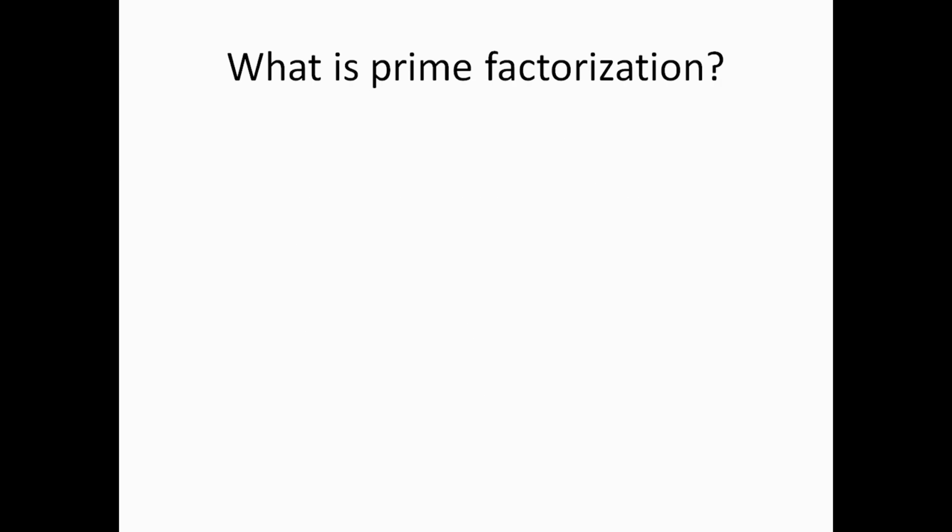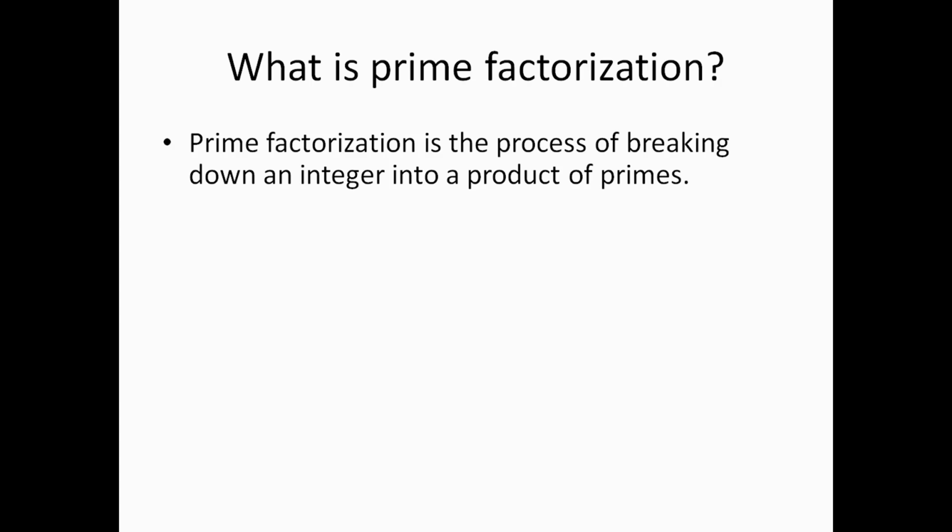The second question is, what is prime factorization? Prime factorization is the process of breaking down an integer into a product of primes. So for example, 21 is equal to 3 times 7, so it's a product of those two primes, 3 and 7. 24 is equal to 2 times 2 times 2 times 3, or the preferred way to write it would be just 2 cubed times 3.